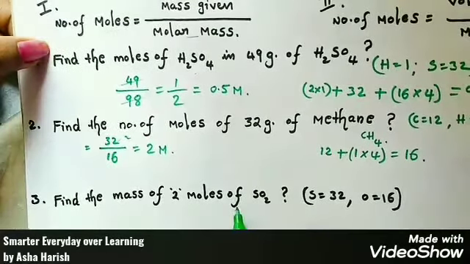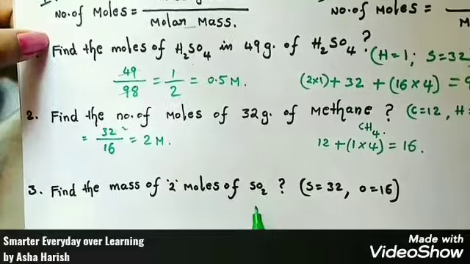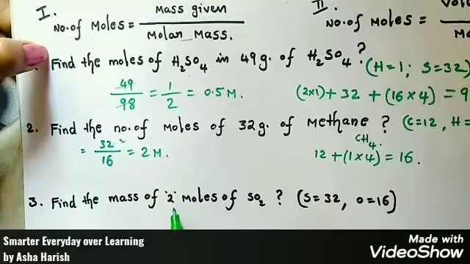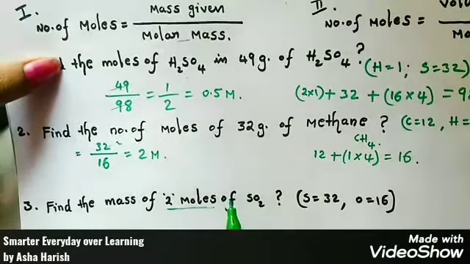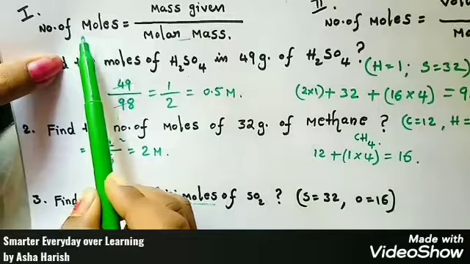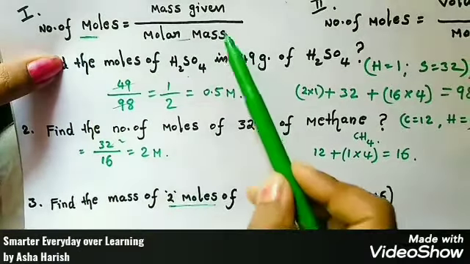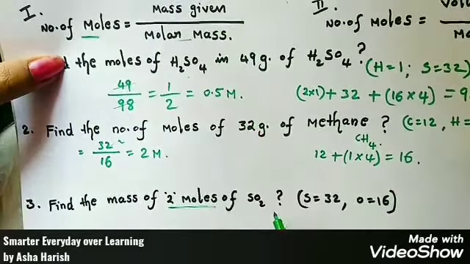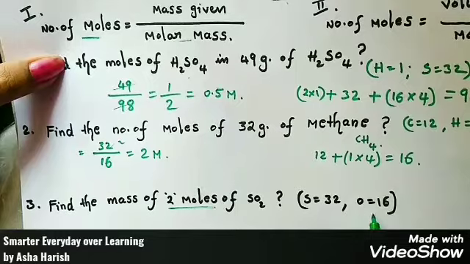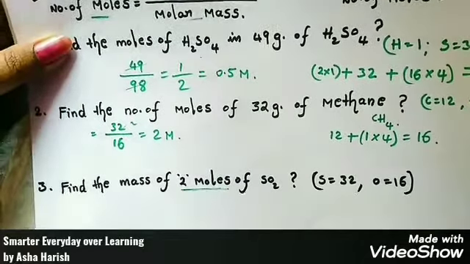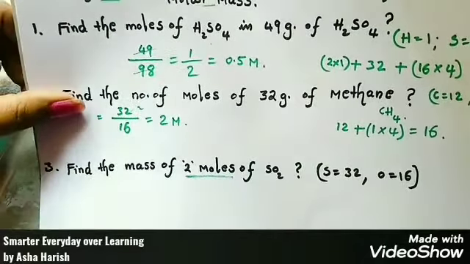Find the mass of 2 moles of sulfur dioxide. 2 moles are given already. Students, if you see this formula, here moles are given, so you have to find out the mass of the sulfur dioxide. Here the molecular mass is also given. Let's do the simplification for this.